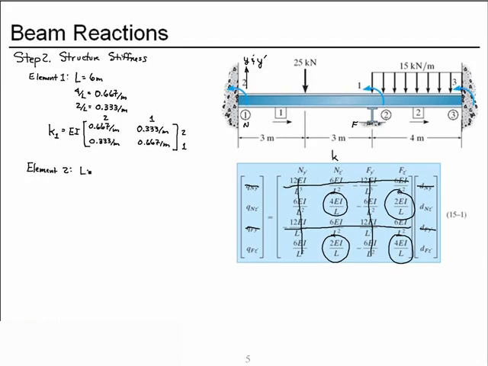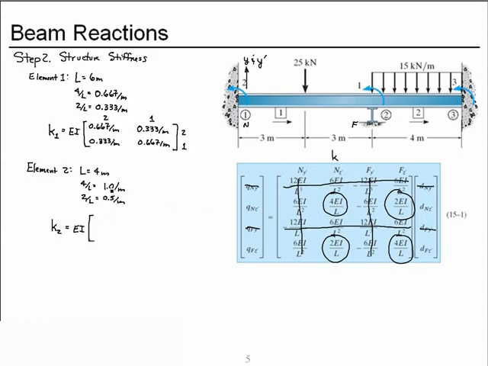Its length is 4 meters. And so if we factor out the EI, 4 over L will give us a 1.0 per meter. 2 over L will give us a 0.5 per meter. And so the element stiffness for element 2, EI is common to all of the coefficients.